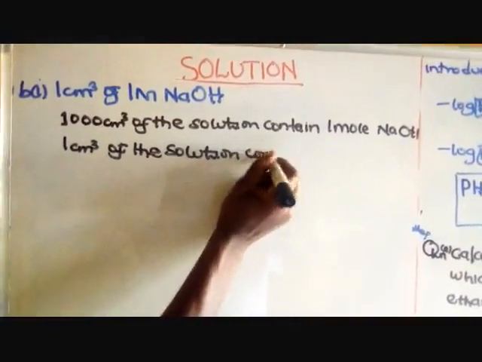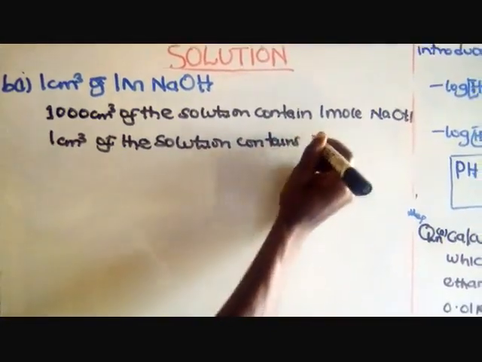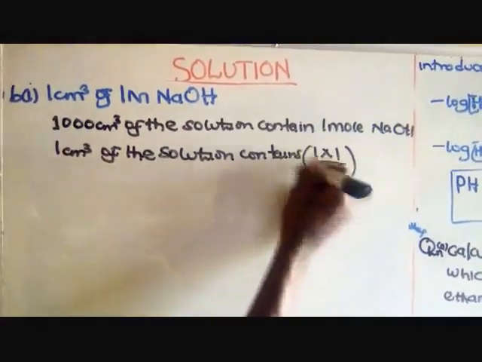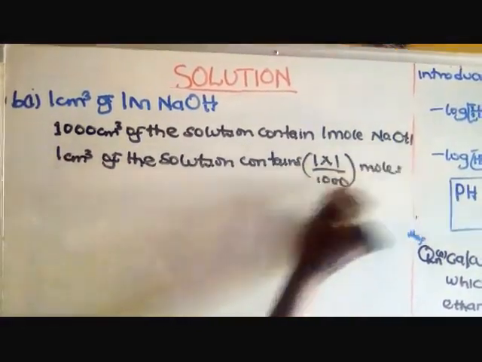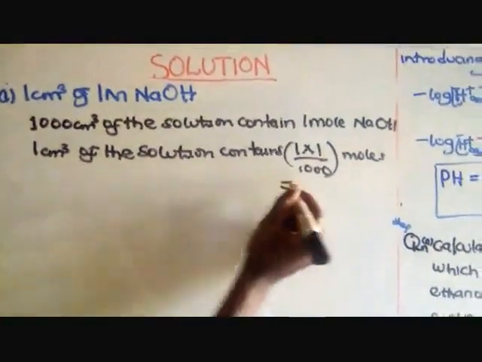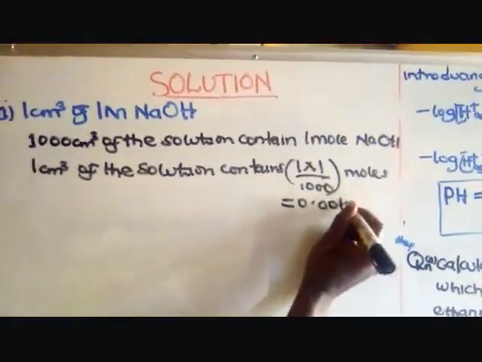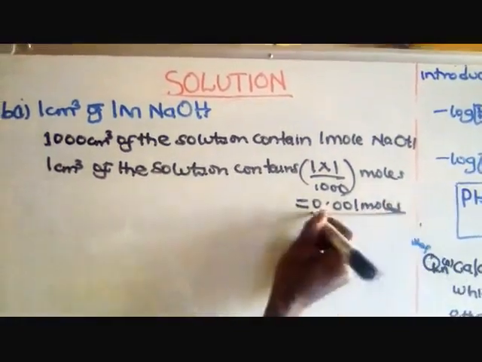This one contains... Now, we cross multiply, 1 times 1 out of 1,000. These are moles of sodium hydroxide. And when you compute them using your calculator, we obtain 0.01 moles of sodium hydroxide.